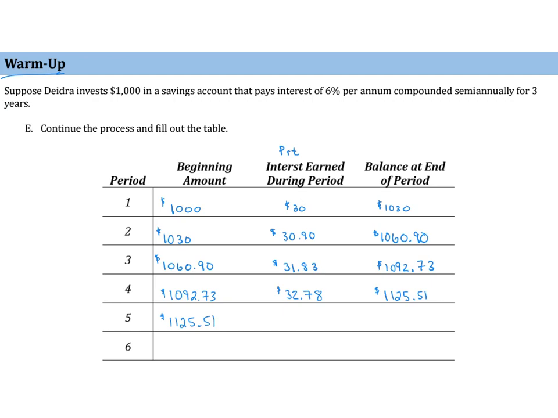Well, it will be our principal for this period, $1,125.51, times 0.06 times 1/2. And that gives us, if we round, 77 cents. Let's add these two amounts and that'll give us the balance at the end of the period. This gives us $1,159.28. So that is the beginning amount for the next period.